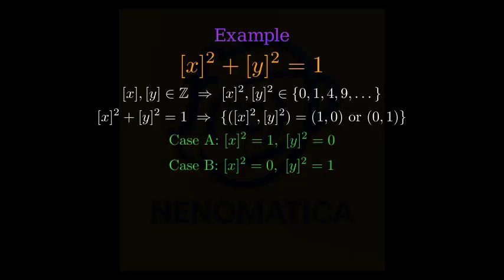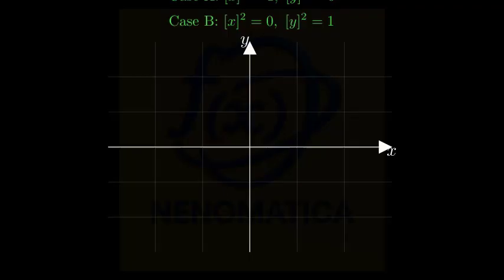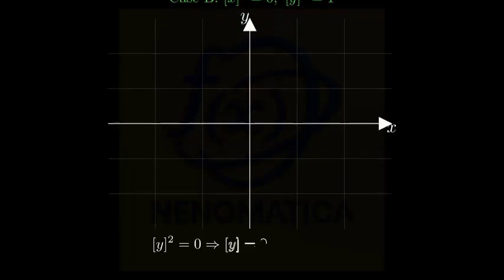Let's build the coordinate plane for our graph. We'll keep the grid lines at integer spacing to align with the floor function. Case A: if the floor of y squared is 0, then the floor of y is 0, which means y is between 0 inclusive and 1 exclusive.